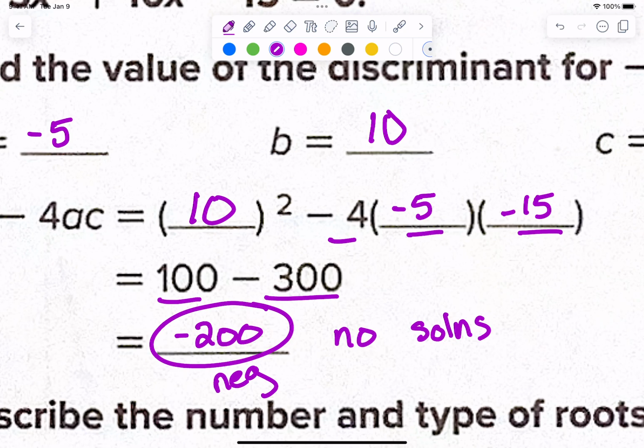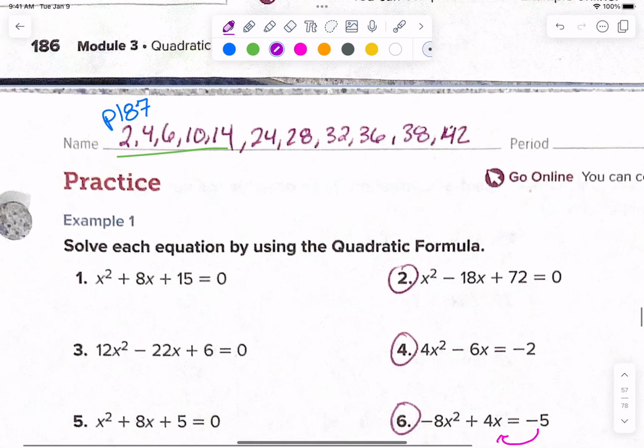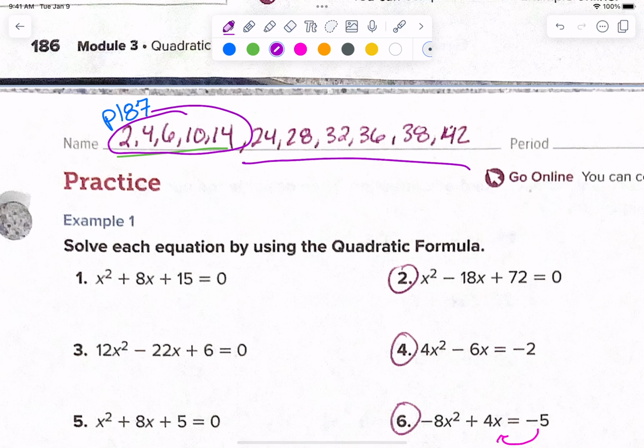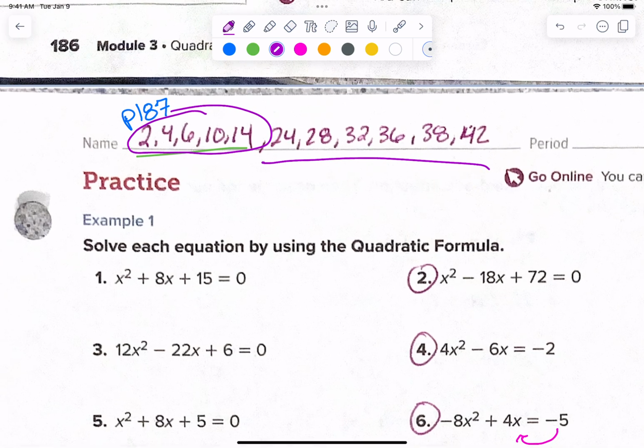Got it? Homework. Okay, you should have 2 through 14, those guys, 2, 4, 6, 10, 14 done. These are the remaining ones. So please do those right now. Okay? I'm going to form a table over here. Should we form a table? We shall? Okay, let's do it.